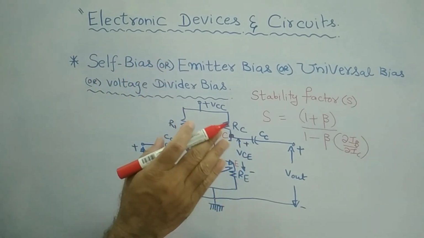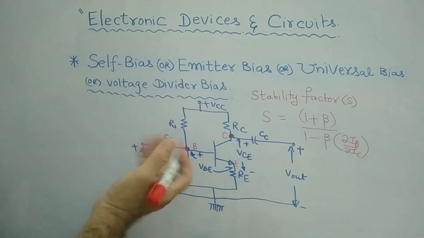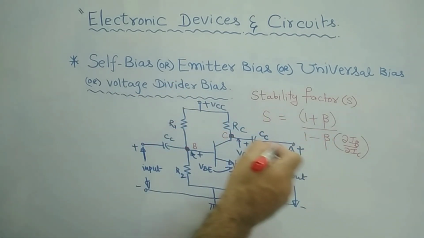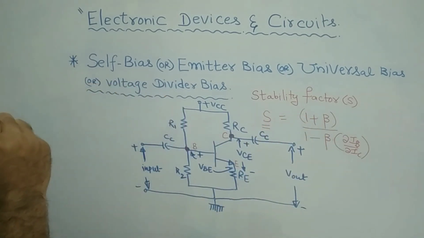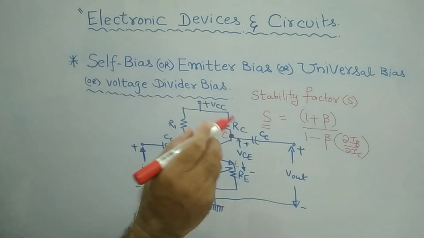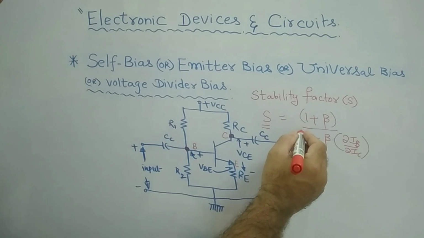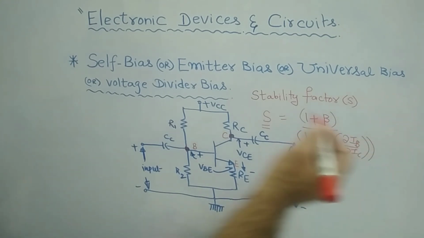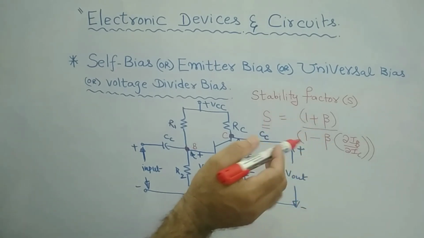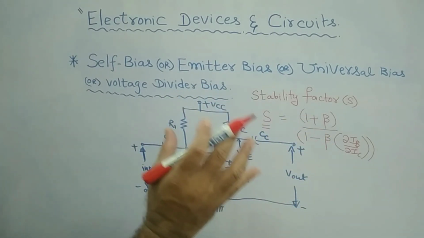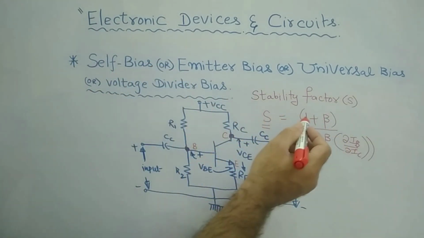Whatever may be the configuration, it could be either fixed bias or collector to base bias or even self bias, this is the direct expression which is to be used to find out the stability factor of a given circuit diagram. Therefore, remember this very important formula: 1 plus beta by 1 minus beta into dou IB by dou IC. And further, if you see this expression very clearly, we should know beta is constant, meaning 1 plus beta.